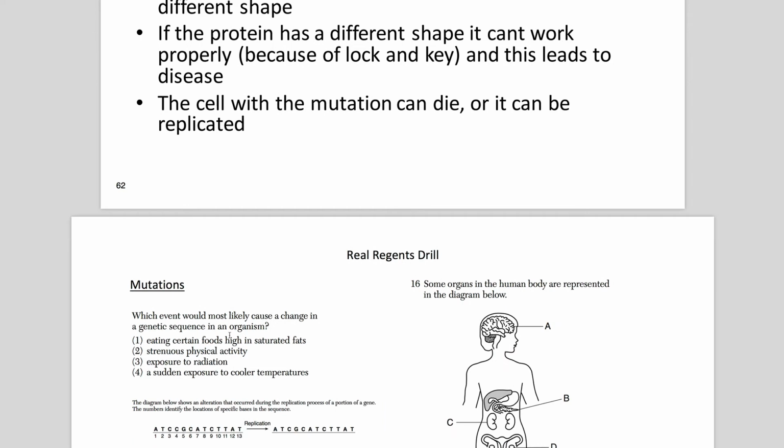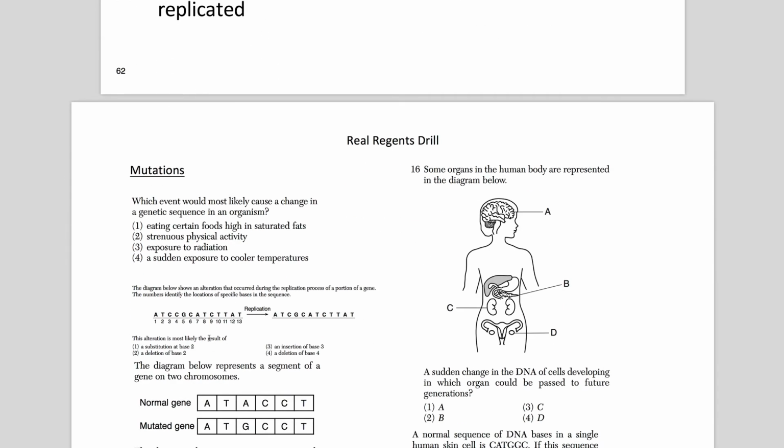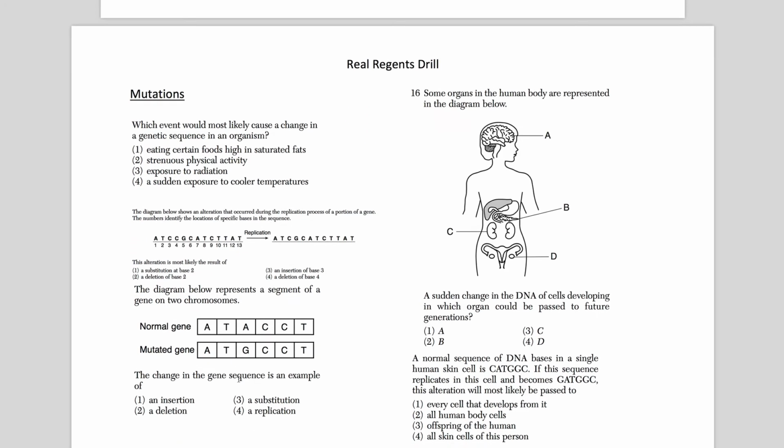So now, number 2 is what? An example of what? 4. Deletion of base 4. Right, so for 4, you have to just go check it. This one, ATA, you have replacement.